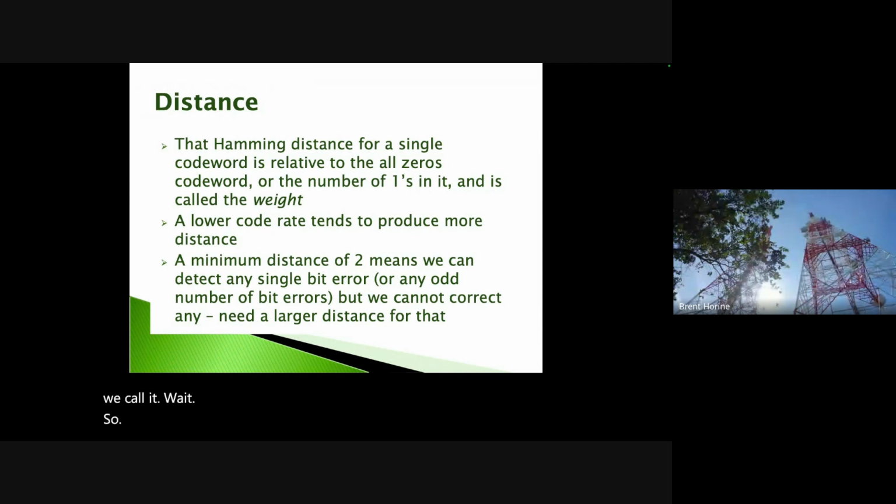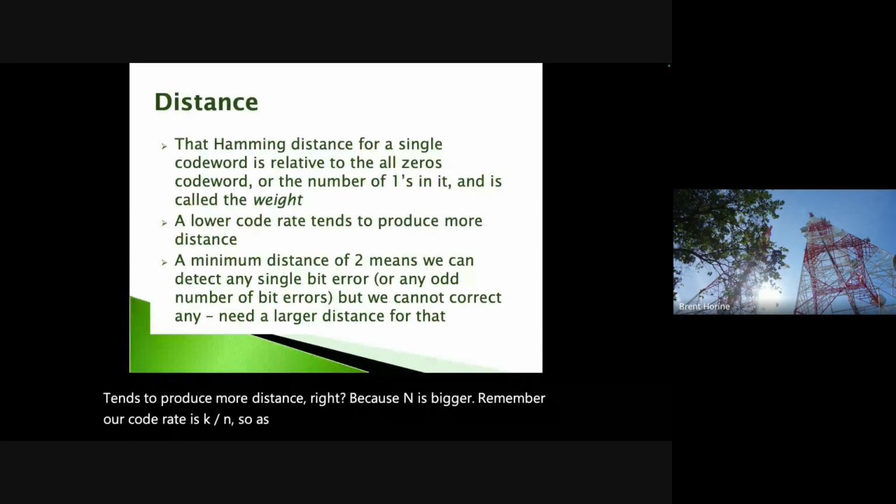So a lower code rate tends to produce more distance, right? Because n is bigger. Remember, our code rate is k over n. So as we increase n, we're adding more and more redundant bits. That means that we have an opportunity to have more space between valid code words. It's a sparser type of representation of everything, right?